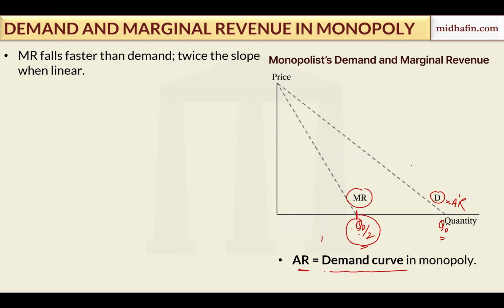Okay. So this is the price curve. You can say P equal to AR basically. Okay. AR equal to demand curve means price is equal to AR, because demand curve is what? Demand curve is nothing but the price. Price as a function of quantity. So price is equal to AR, you can say in this case. Okay. So this falls at twice the speed.